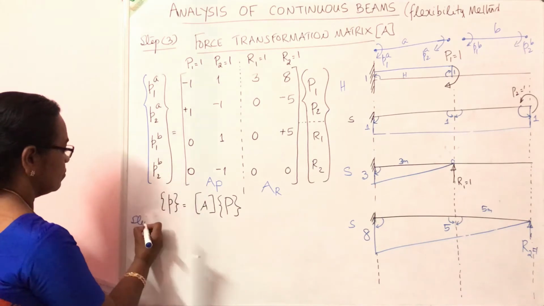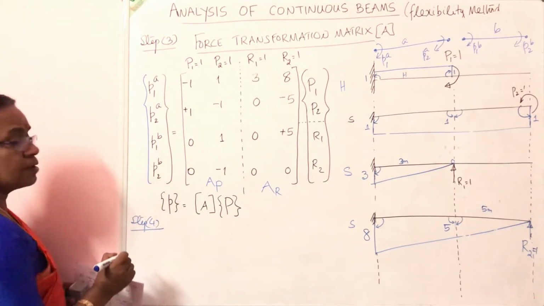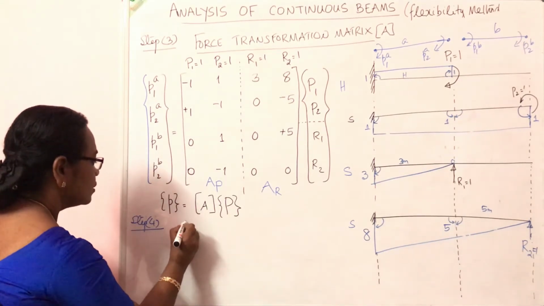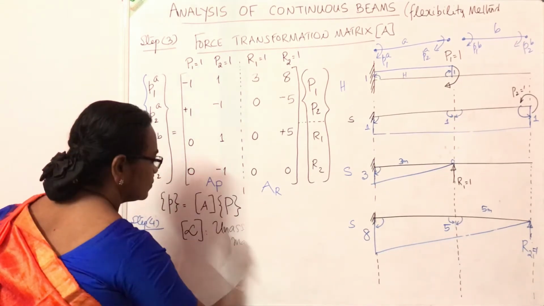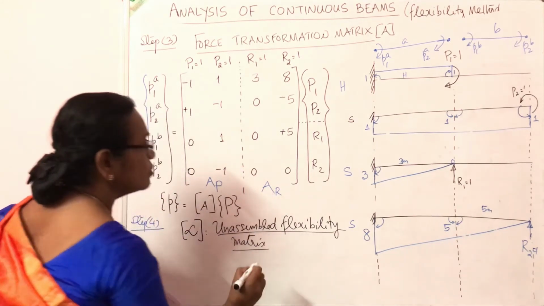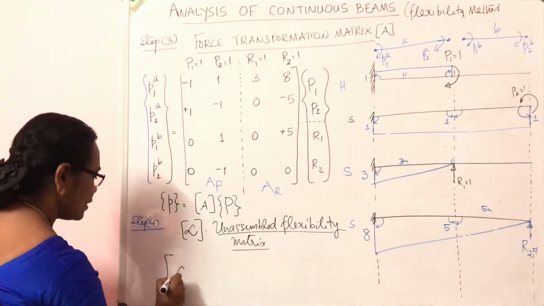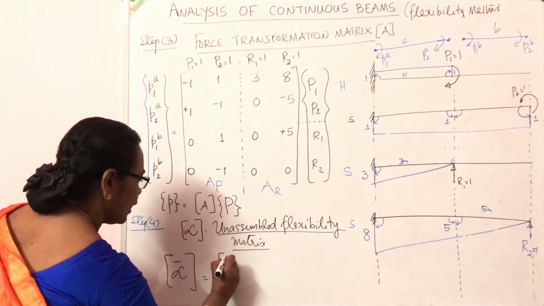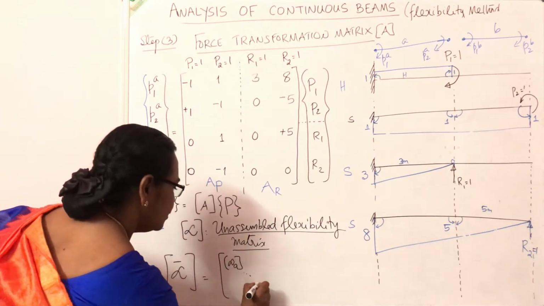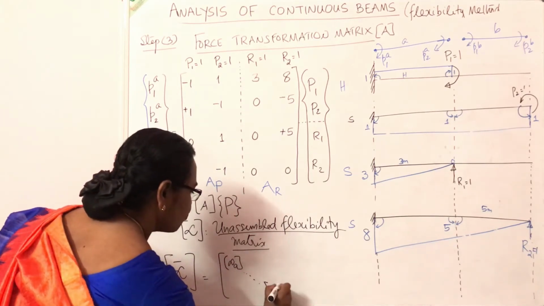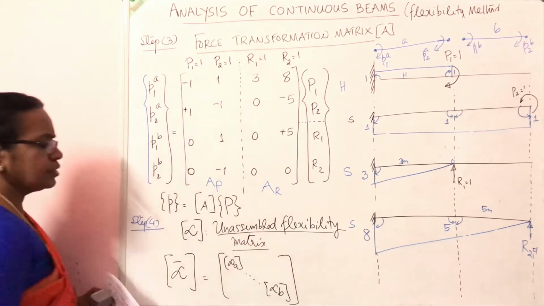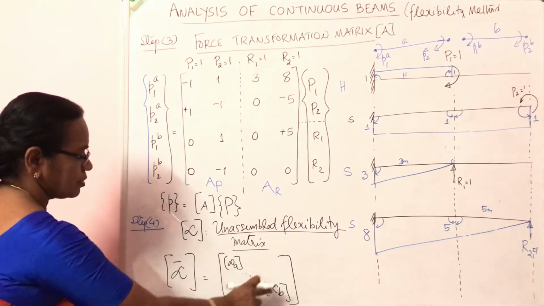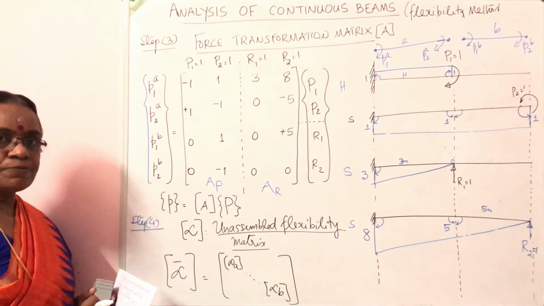The next step, step 4, is to determine the alpha bar matrix, that is the unassembled flexibility matrix. Here there are two elements. So this alpha bar matrix will be, you write alpha of A, the first element, then in the diagonal you write alpha of B. The diagonal arrangement of element flexibility matrices of the two elements is called the uncoupled flexibility matrix.